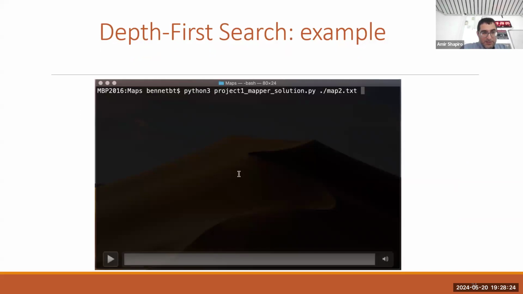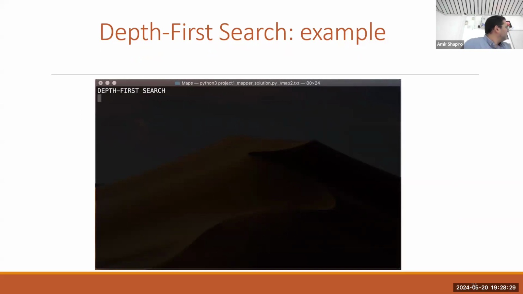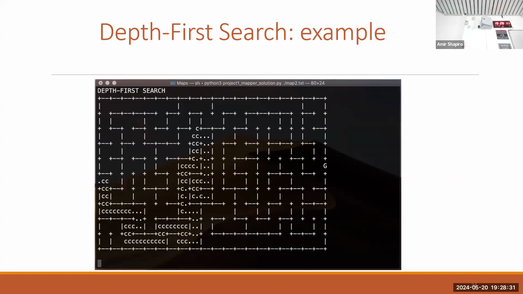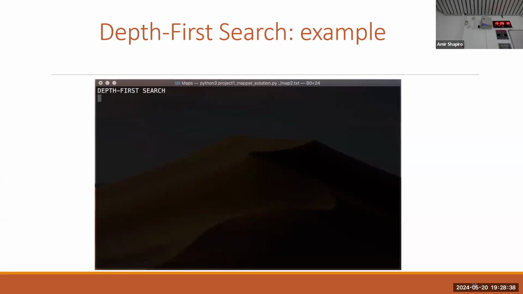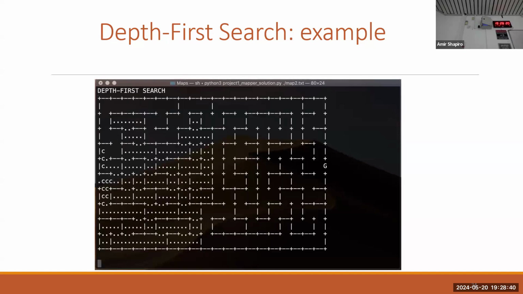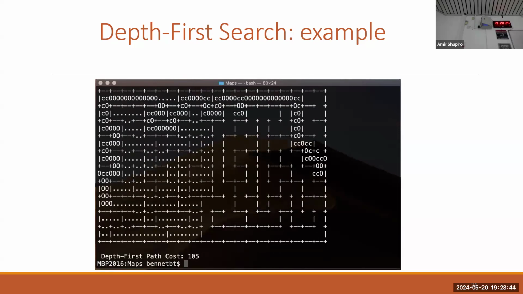Here's an example, the textual example. You see how it searches the path along this maze until it finds a solution to the target. So the path cost is 105. And that's it.